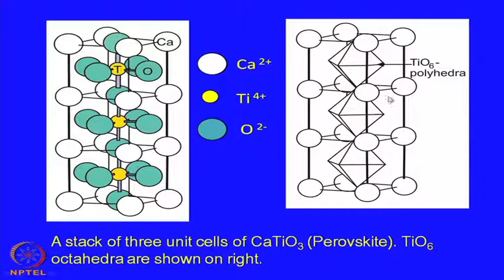So, Ti 6 minus octahedron, or you can write it here as a polyhedron. These are oxygen ions at the face centers, the corners are calcium, and titanium is a much smaller ion, much smaller than both oxygen and calcium. So, it goes to the octahedral site. Once again, all the octahedral sites are not occupied. There are 4 octahedral sites in this structure, but only one of them is occupied, the rest remain vacant, and all the tetrahedral sites also remain vacant.